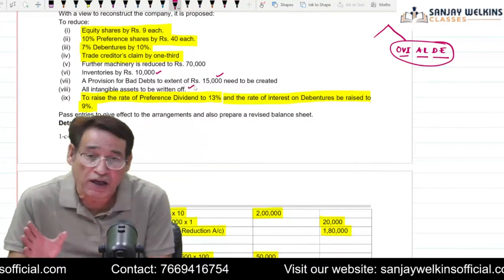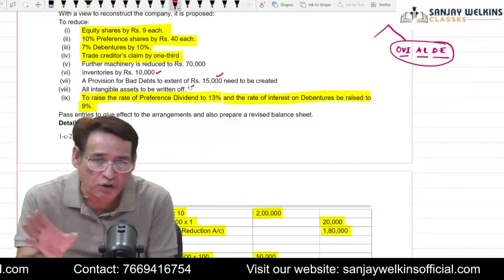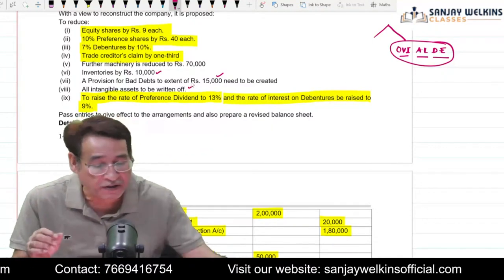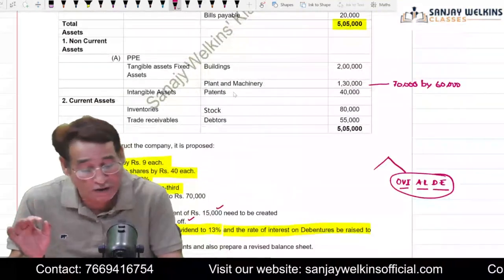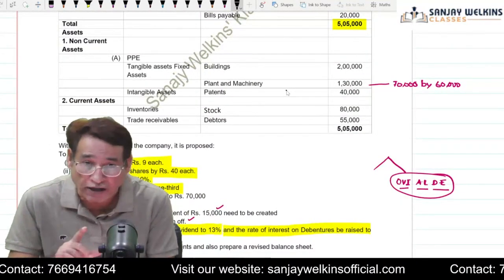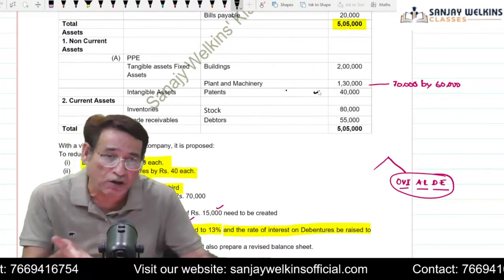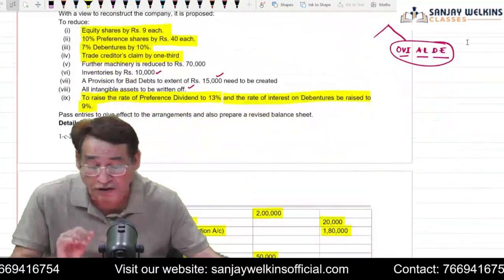All intangible assets to be written off. Intangible assets are patents, copyrights, trademarks, goodwill, franchise, licenses, etc. In this question, there is one intangible item. We are writing off intangible items because there is a direction in the question. As per the direction of the question, we have to write it off. So I will write it off.